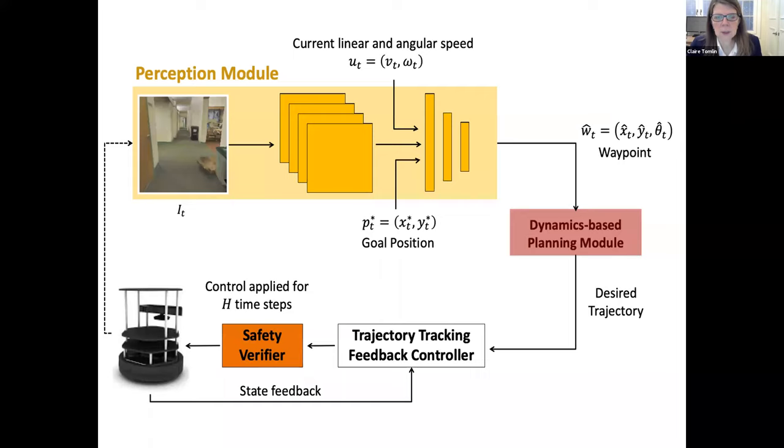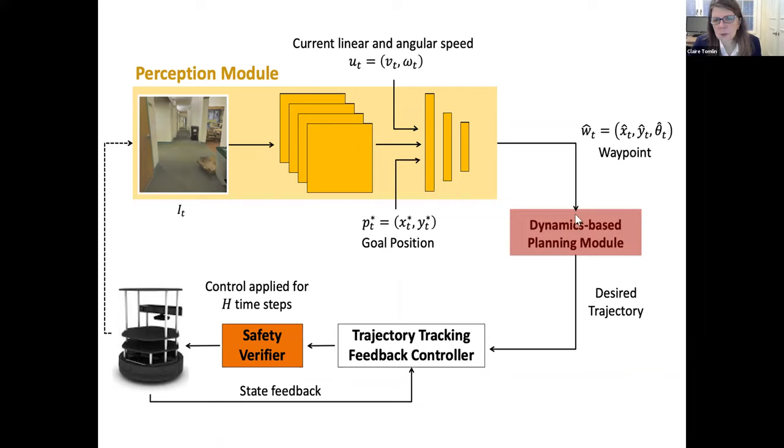So this is a modular architecture with a perception module. This perception module is taking images from the robot as it's moving. It's also taking information about the goal, where we want the robot to go. And we're also assuming in this experiment that the inertials of the vehicle are known, so it knows its current linear and angular speed. And the learning algorithm outputs a waypoint, which is the best learned waypoint towards the goal position.